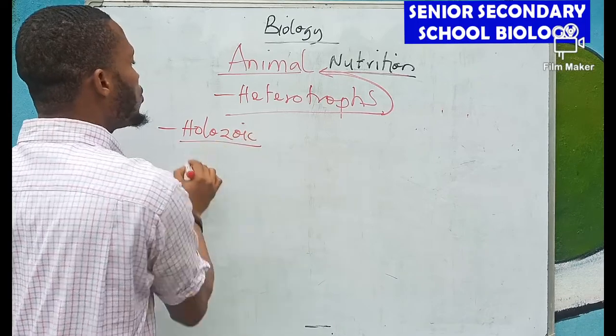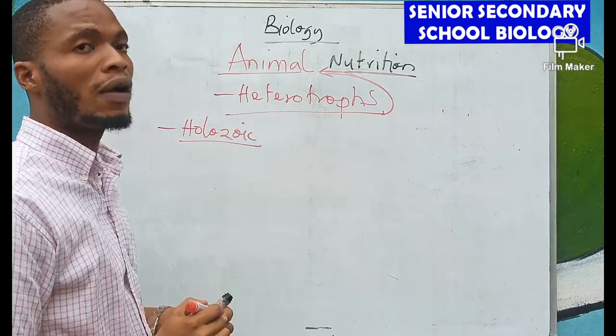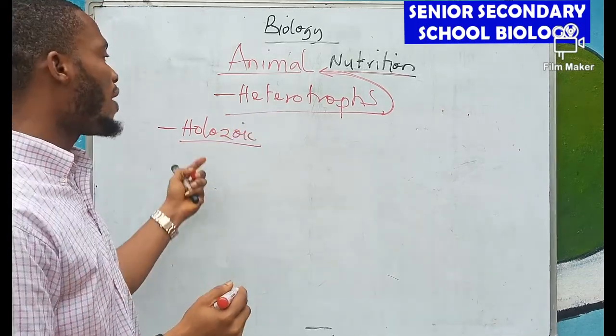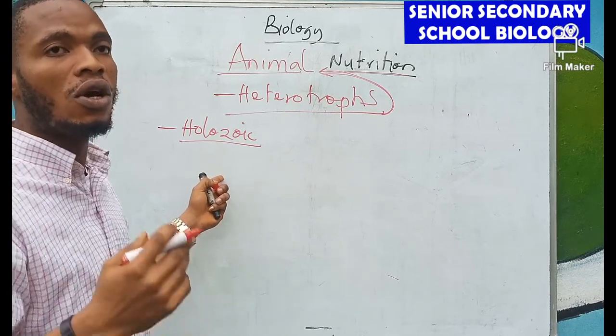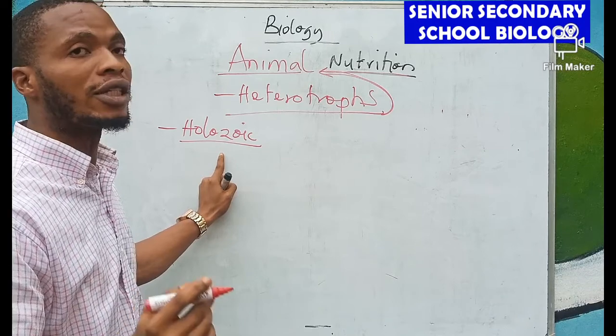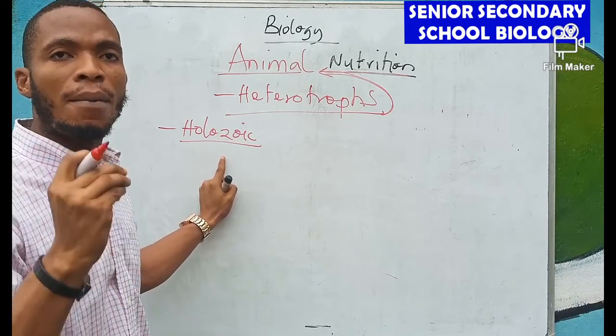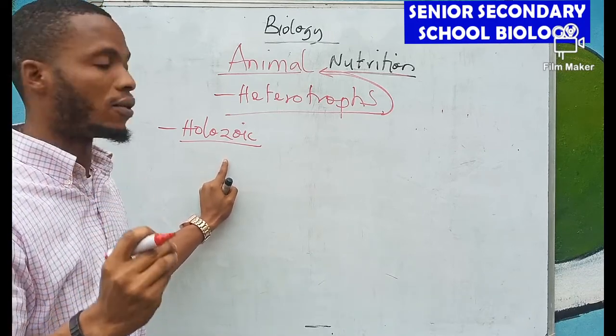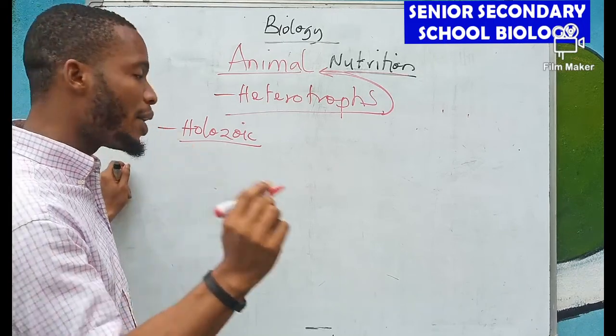The holozoic. I told you when we defined also under the heterotrophism, we have two types of heterotrophism. We have the holozoic, we have parasitism, commensalism, etc. Now holozoic is a type of nutrition in which an organism feeds on solid food particles. And holozoic has three major types.